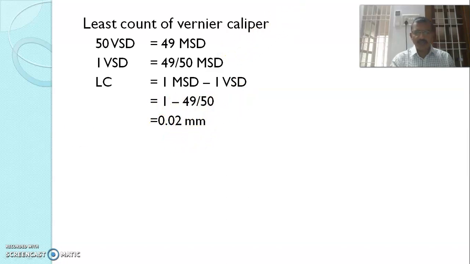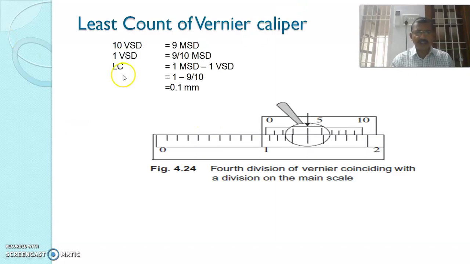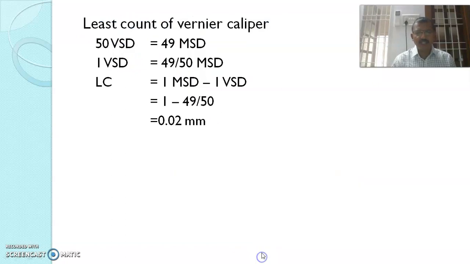In the previous slide, we discussed 10 vernier scale divisions divided into 9 main scale divisions. Here, 50 vernier scale divisions are divided into 49 main scale divisions. So accuracy is improved still further in this vernier caliper.